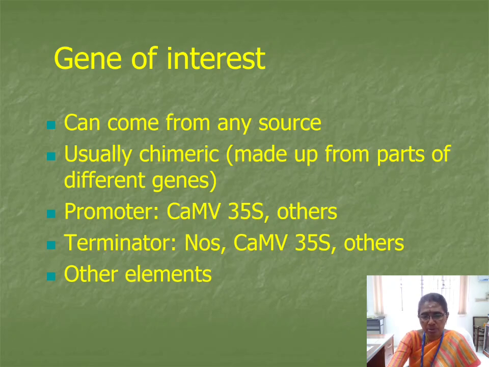Coming to the promoter, that is most important, and that will drive the gene expression. The most commonly or widely used constitutive promoter is CaMV, cauliflower mosaic virus 35S promoter. And a terminator is also necessary in a gene construct. The terminator will terminate the transcription of that particular gene, namely NOS terminator, CaMV 35S, and others. And we do have other elements that are present for gene expression in plants.